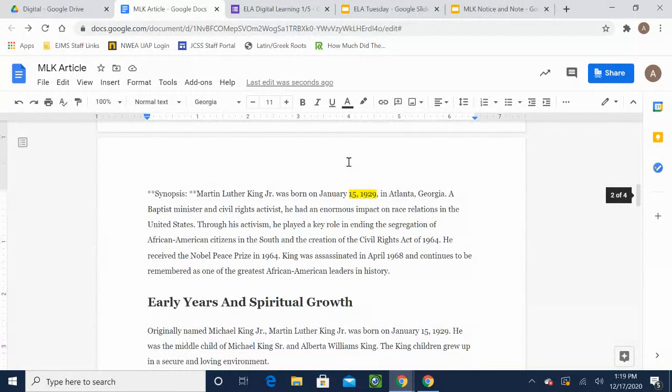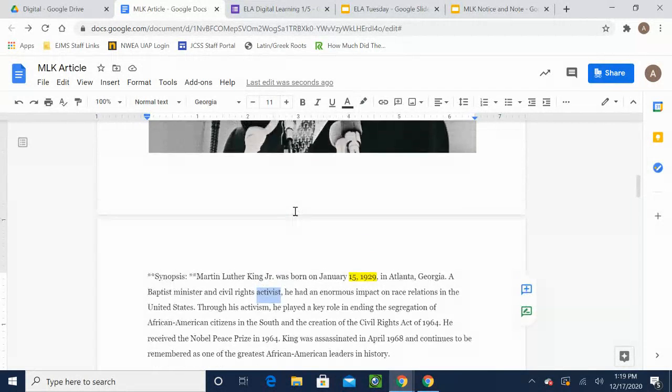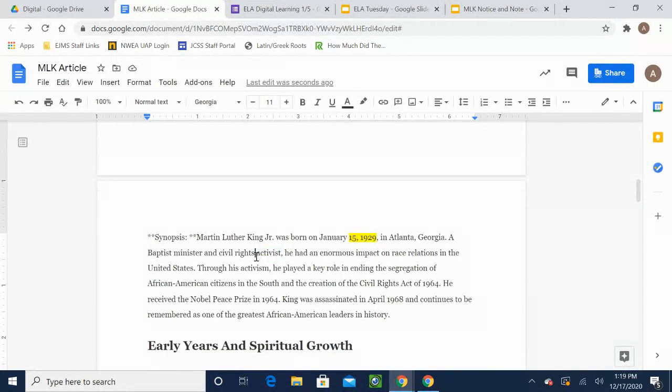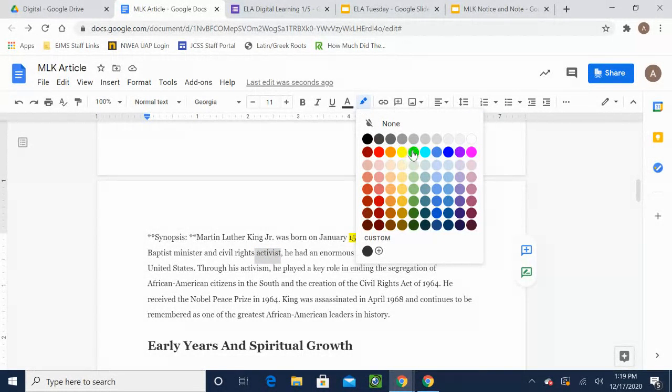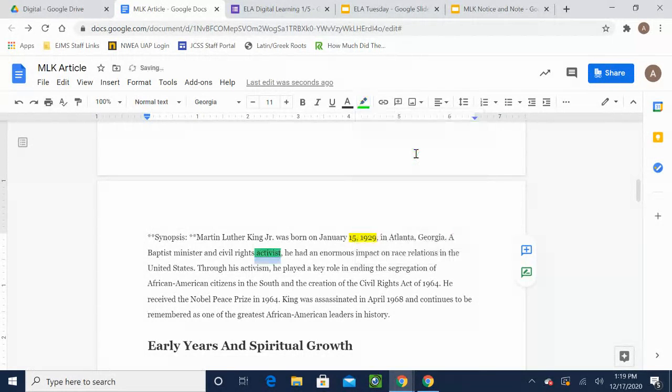So say I'm skimming through this and I see Martin Luther King Jr. Well, I know who he is, Atlanta, Georgia, Baptist minister. Then I come across this word activist, and I may have heard it before, but I'm not super familiar with it. I'm going to highlight that as an unknown word. So remember, I'm doing this in green. I highlighted it, go up to this marker looking thing, press it, and then I'm highlighting that in green.